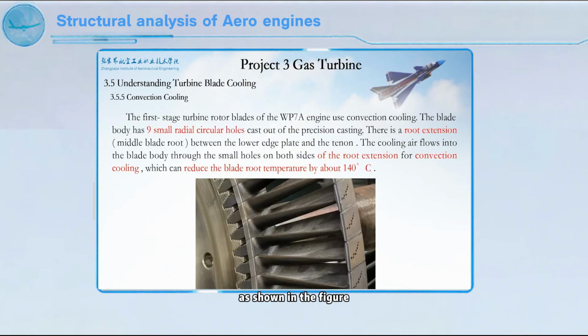As shown in the figure, the first stage turbine rotor blades of the WP7A engine use convection cooling. The blade body has 9 small radial circular holes cast out of precision. There is a root extension, middle blade root, between the lower edge plate and the tenon. The cooling air flows into the blade body through the small holes on both sides of the root extension for convection cooling, which can reduce the blade root temperature by about 140 degrees C.